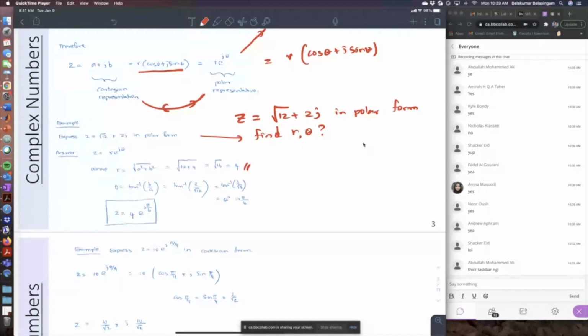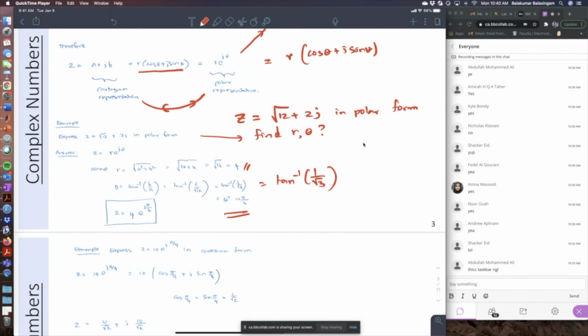Theta is tan inverse b over a. B is 2, a is square root of 12. So that's going to be 2 over square root of 12. That can be simplified as 1 over square root of 3. So that is tan inverse 1 over square root of 3. If you look it up, and I'm sure many of you know that, for this important function, that is 30 degrees or pi by 6.